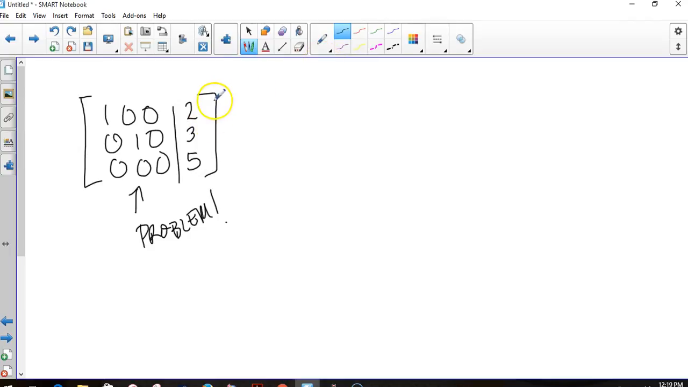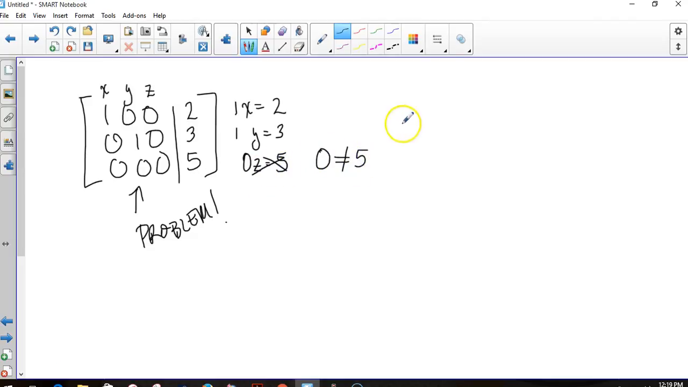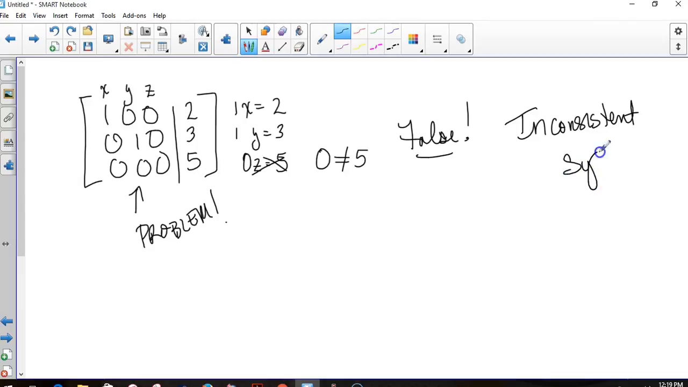Because remember what this says. This says x is equal to 2. Because these are my x's, these are my y's, these are my z's. Y is equal to 3. 1x, right? 1y. This says no z's are equal to 5. 0 cannot equal 5. This is a false statement. When you get zeros equaling a number, this is an inconsistent system. AKA no solution.